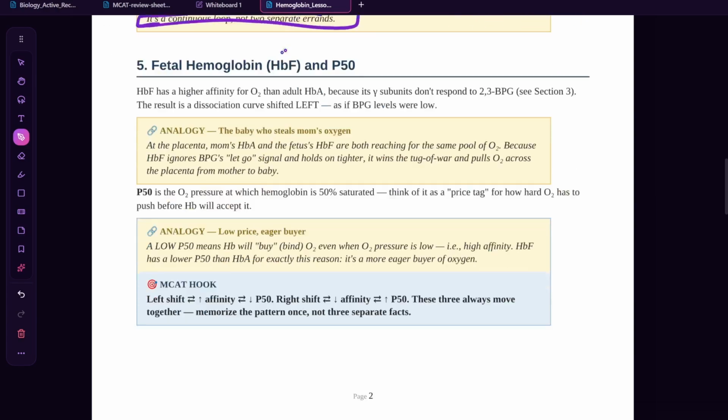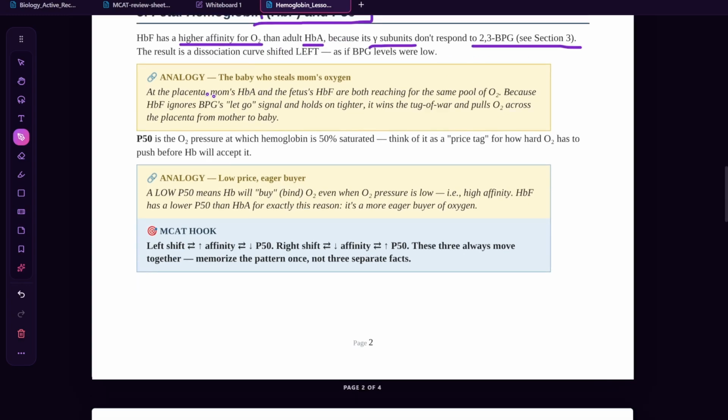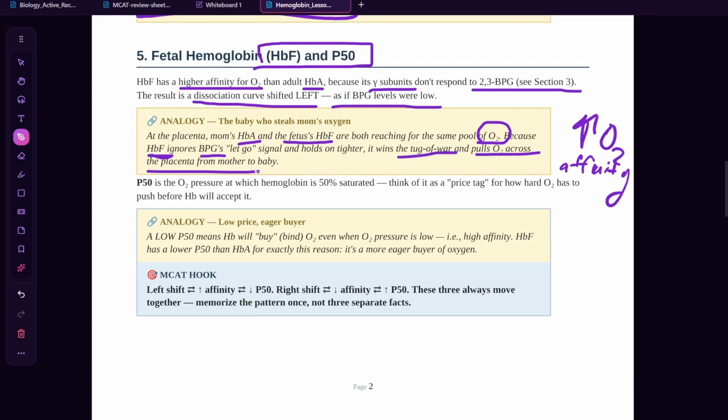Okay, so then fetal hemoglobin and P50. HbF has a higher affinity than the adult because gamma subunits don't respond to 2,3-BPG. We already went over that. And the result is the dissociation curve shifts to the left as the BPG levels are low. So at the placenta, the mom's hemoglobin and the fetus's hemoglobin are both reaching for the same pool of oxygen. And because the fetal hemoglobin ignores BPG, it can hold on tighter, so it has a higher affinity for O2. It's the same key concept that we're going over again and again. And so it wins the tug-of-war and pulls O2 across the placenta from the mother to the baby.